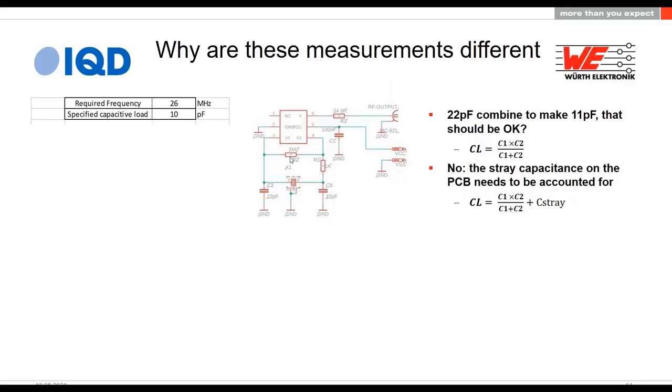No. The first thing you need to take into account is that that's not the whole story, because there is also a lot of stray capacitance on your PCB. PCBs themselves have got stray capacitance. The copper tracks obviously form capacitance between the different layers. And also the IC has got capacitance on the input here. And so the combination of all of those needs to be taken into account when you work out what value capacitors you're going to use here.